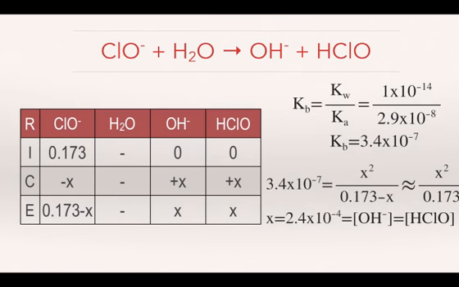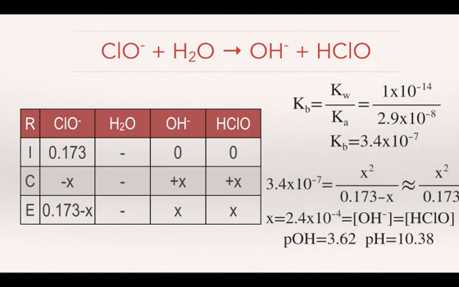We calculate for x, and x is going to give us 2.4 times 10 to the negative 4th, and that's the concentration of hydroxide ion. It's also the concentration of our hypochlorous acid. The pOH can be determined by doing the negative log of the 2.4 times 10 to the negative 4th, and pOH is 3.62.